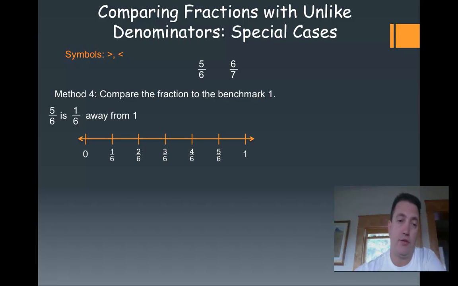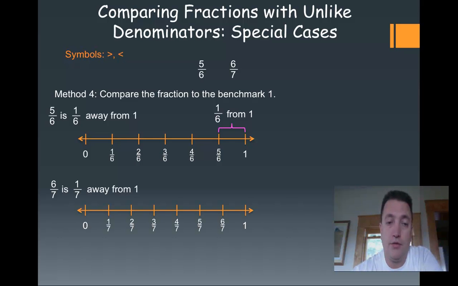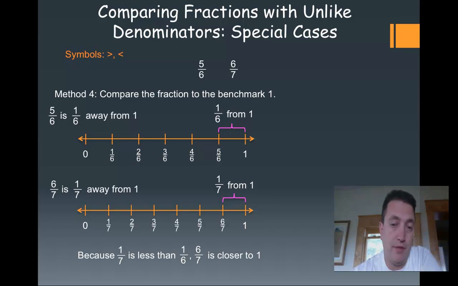Okay, 5/6 is 1/6 away from 1. Make sense? You can see the bracket right there. 6/7 is 1/7 away from 1. All right, because 1/7 is less than 1/6. Okay, it takes up a smaller amount. And you can see that on the number line right here. This section here is smaller than this section here, so it's closer to 1 because it takes up less space. And again, this works really well when you're comparing fractions where the numerator is 1 away from 1 whole. So therefore, 6/7 is going to be greater than 5/6.